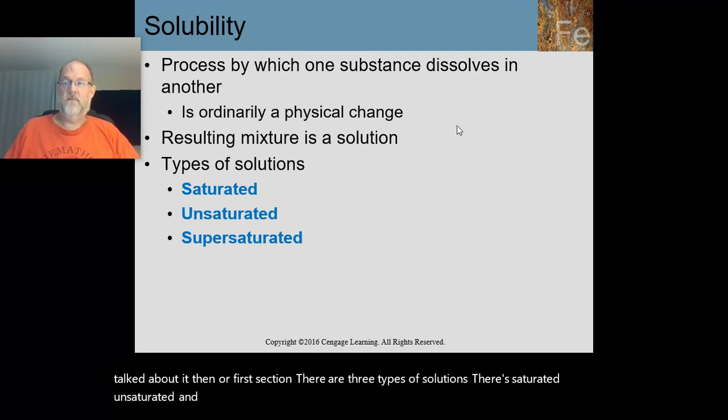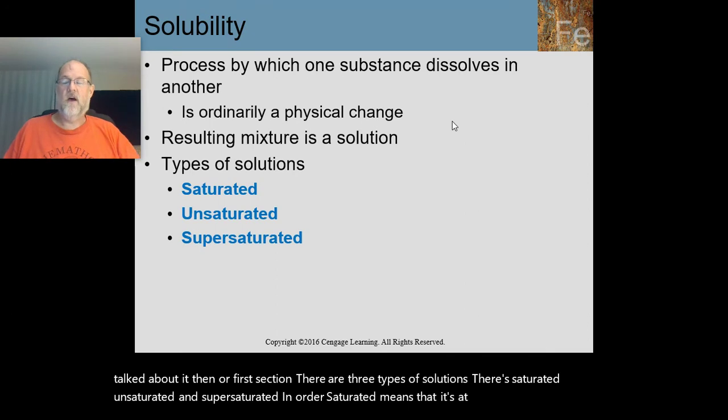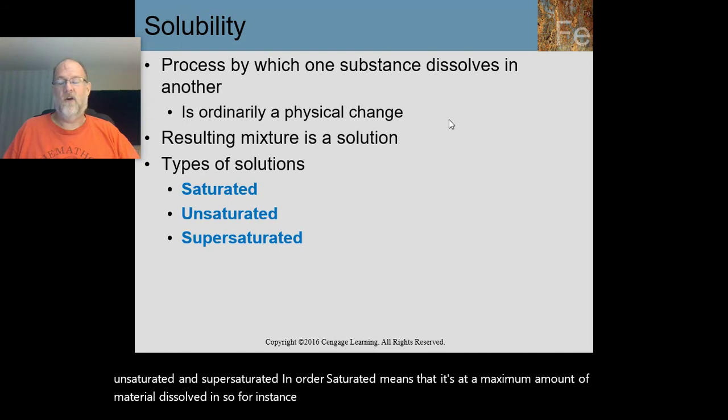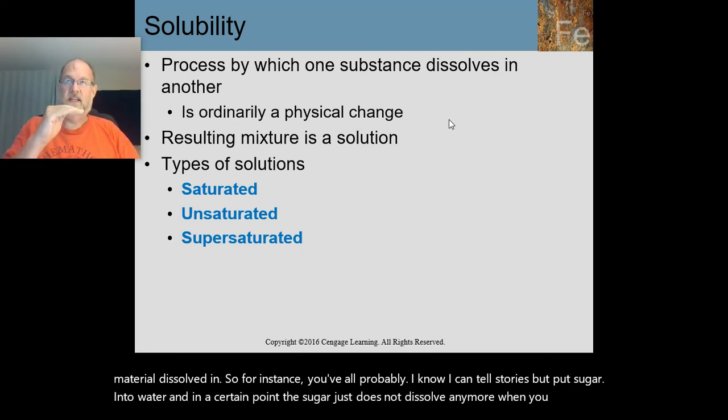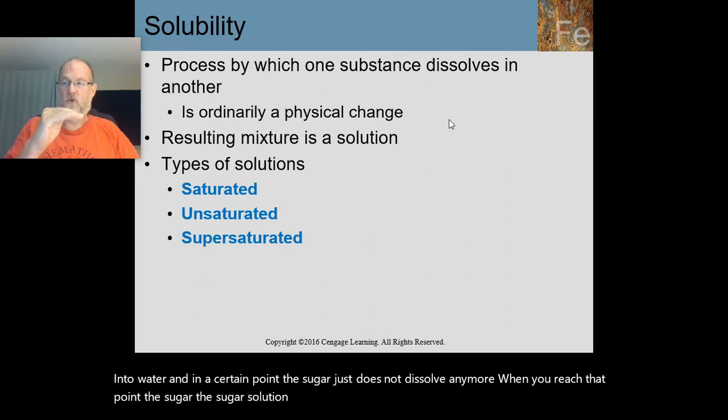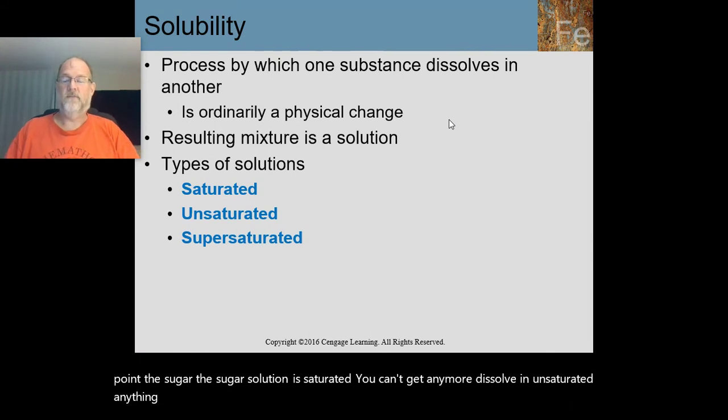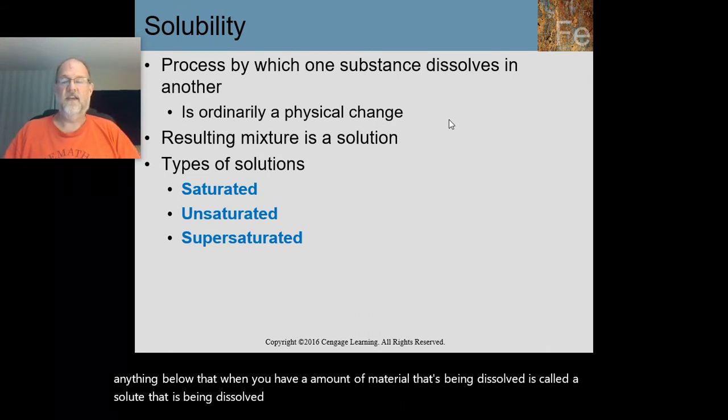In order, saturated means that it's at a maximum amount of material dissolved in. So, for instance, you've all probably put sugar into water, and at a certain point, the sugar just does not dissolve anymore. When you've reached that point, the sugar solution is saturated. You can't get any more to dissolve in. Unsaturated is anything below that. When the amount of material being dissolved, called a solute, is less than the maximum amount, that's called an unsaturated solution.